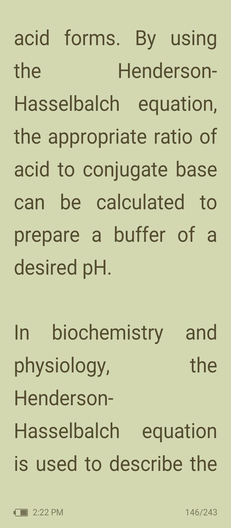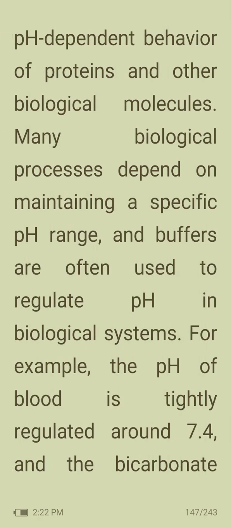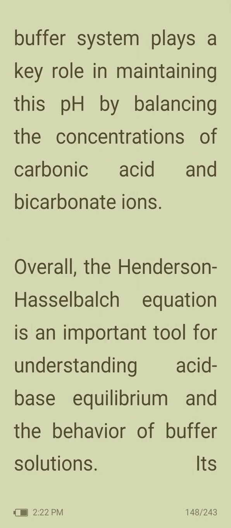of a desired pH. In biochemistry and physiology, the Henderson-Hasselbalch equation is used to describe the pH-dependent behavior of proteins and other biological molecules. Many biological processes depend on maintaining a specific pH range, and buffers are often used to regulate pH in biological systems. For example, the pH of blood is tightly regulated around 7.4, and the bicarbonate buffer system plays a key role in maintaining this pH by balancing the concentration of carbonic acid and bicarbonate ions.